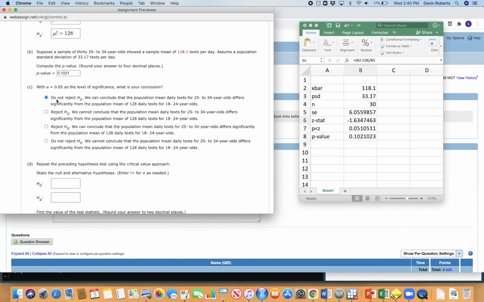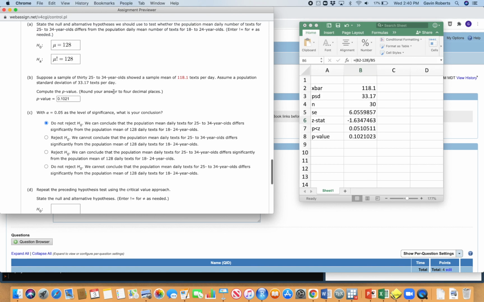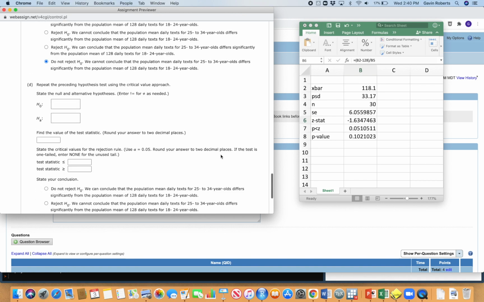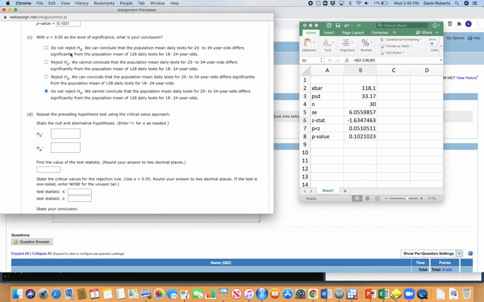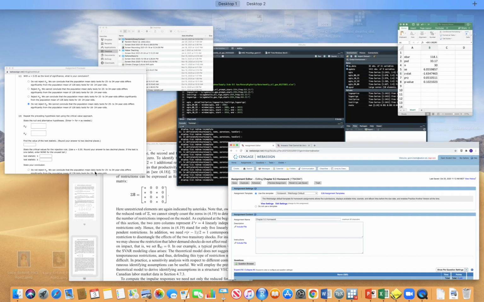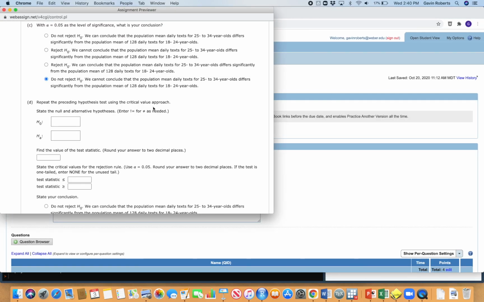Now, this is tricky because they say do not reject H0. We can conclude that the population mean daily text differs significantly from. No, that is not what the null hypothesis says. It says that they're equal or do not differ. Do not reject. We cannot conclude that the population mean daily text differs significantly from. So you have to be careful about those, right? Not only do we have to say whether we reject or not, we have to remember what the null hypothesis means. So that's important.